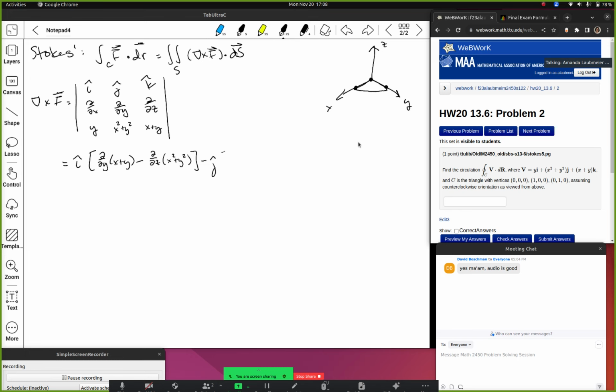And then the j hat, I always have that extra minus sign. And then I'm going to get d/dx of x plus y minus d/dz of y. And then k hat, we're back to addition again. No extra minus sign. And I'm going to have d/dx of x squared plus y squared minus d/dy of y.